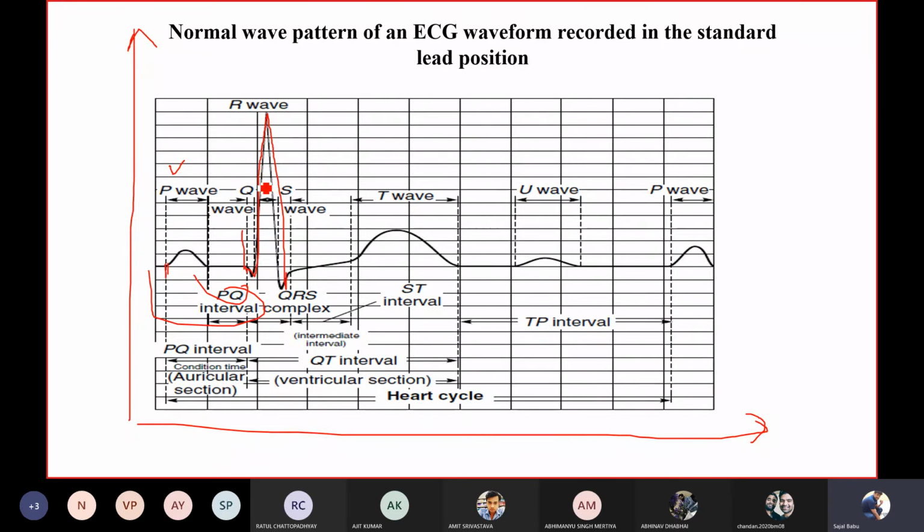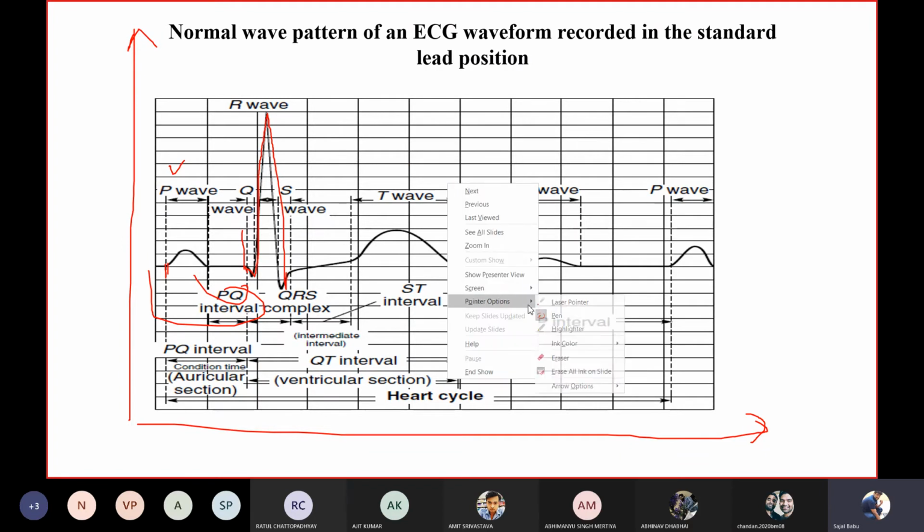So now let me do one thing, so that you can easily understand. Divide this wave in the form of atrial section and ventricular section. Atrial section and ventricular section, like dividing it into the upper part of your head and the lower part of your head. Okay, so let me erase everything.